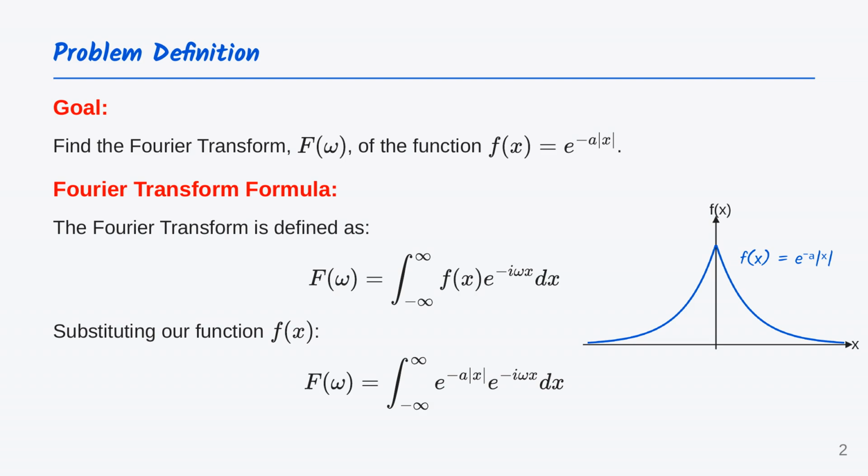Let's start with the standard definition of the Fourier transform. F of omega is given by the integral from negative infinity to positive infinity of our function f of x multiplied by e to the power of negative i omega x dx. So the first thing we'll do is substitute our specific function into this formula. This gives us the integral we need to solve: F of omega equals the integral from negative infinity to positive infinity of e to the power of negative a times the absolute value of x, times e to the power of negative i omega x dx.